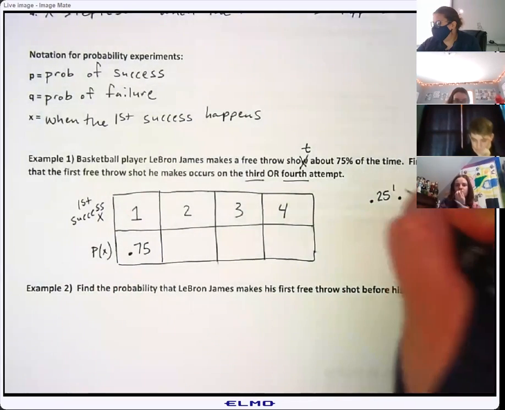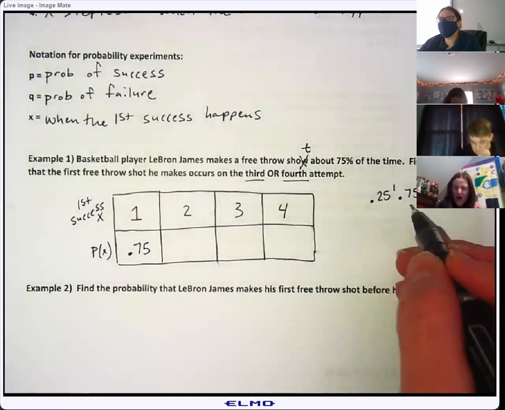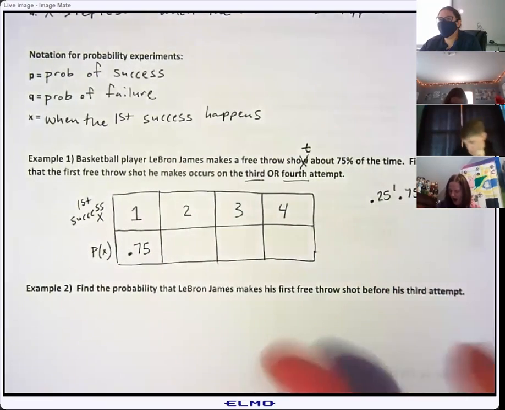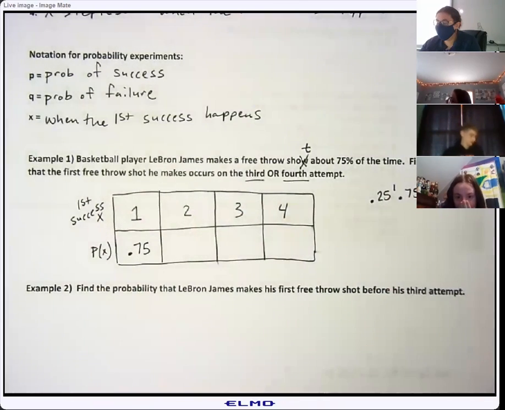So he got it wrong once and he got it right once. And we don't have to worry about, remember the other probability formula had that combination in there? We don't have to worry about that because we know that the time he got it right was his last time. So right now in your calculator, all you have to do is take 25% times 75%.